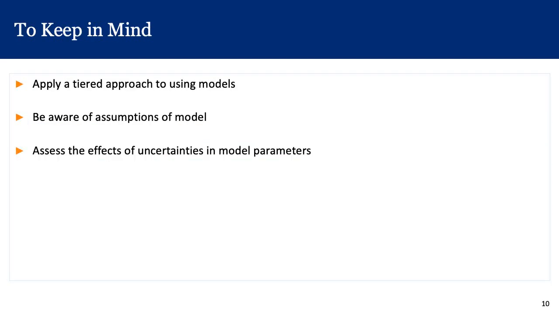So we need to keep the following things in mind when we use models to assess exposures in scenarios. We need to use a tiered approach, starting from the most conservative onto more and more complex and sophisticated models. We need to be aware of the assumptions that are built into each model, whether it's a well mixed room or a near field, far field model, or even the rules of thumb that we have discussed. And then finally, we need to assess the effects of uncertainties in model parameters.